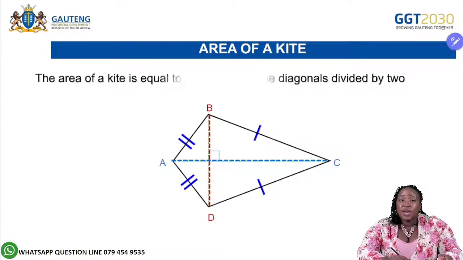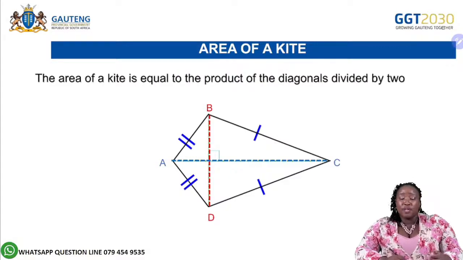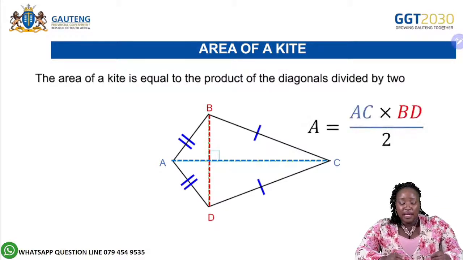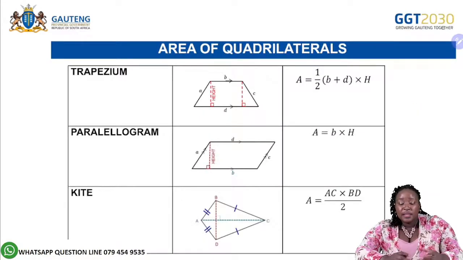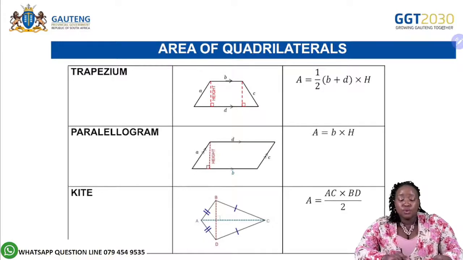And then the area of a kite is equal to the product of the diagonals divided by 2. So your diagonals would be DB and AC in this kite. Be mindful of that when you are working with a different shape. Use the correct names. Alright. So it'll be AC times BD divided by 2. Okay. These are the formulas. I'll just give you 1 minute to quickly copy these formulas because they will come in handy as you continue with your area lessons.